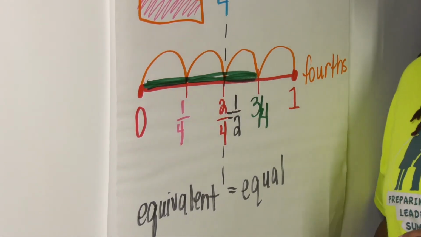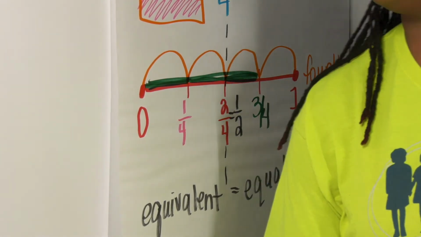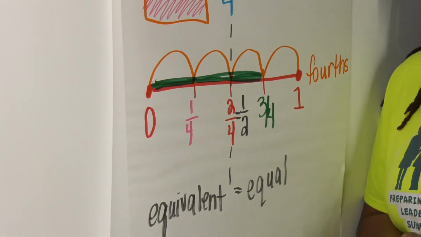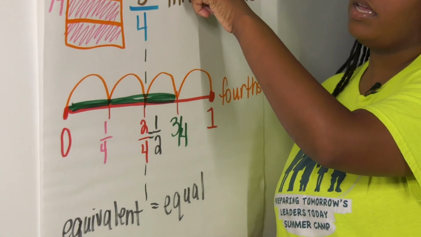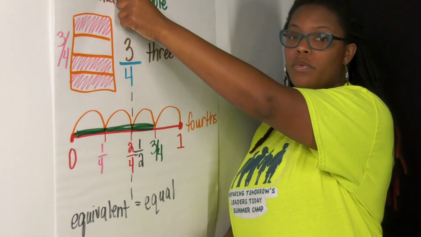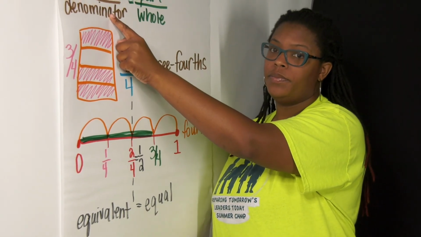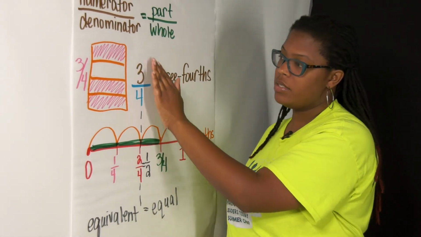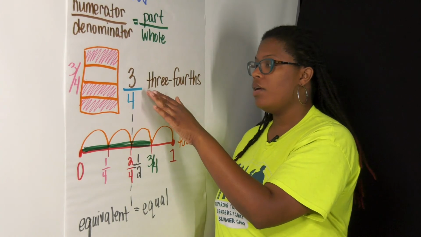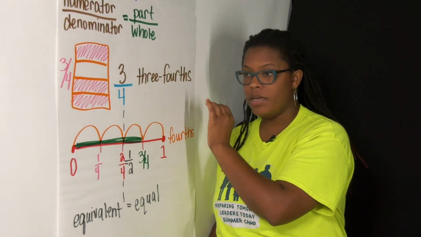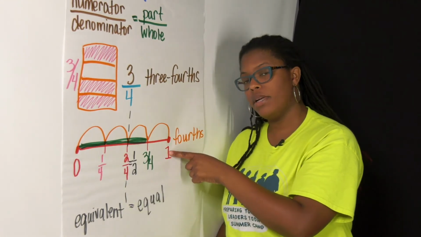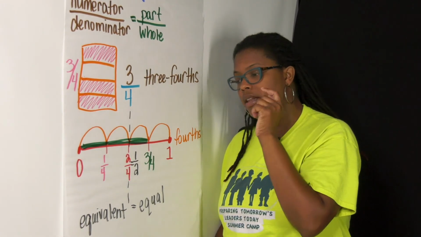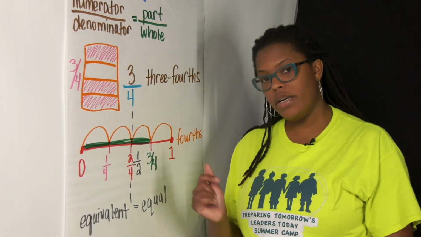Okay, so just a quick review. We learned a fraction is part of a whole. It's written numerator over denominator. It can be expressed in fraction form, word form, picture form, or number line form. And lastly, we went over the word equivalent.